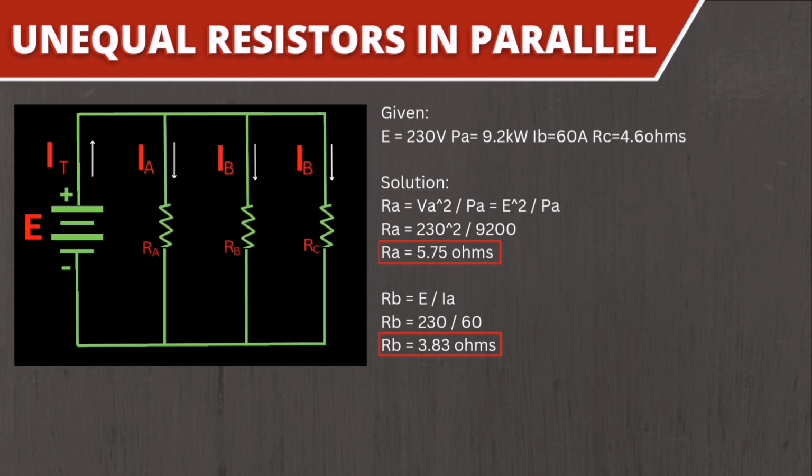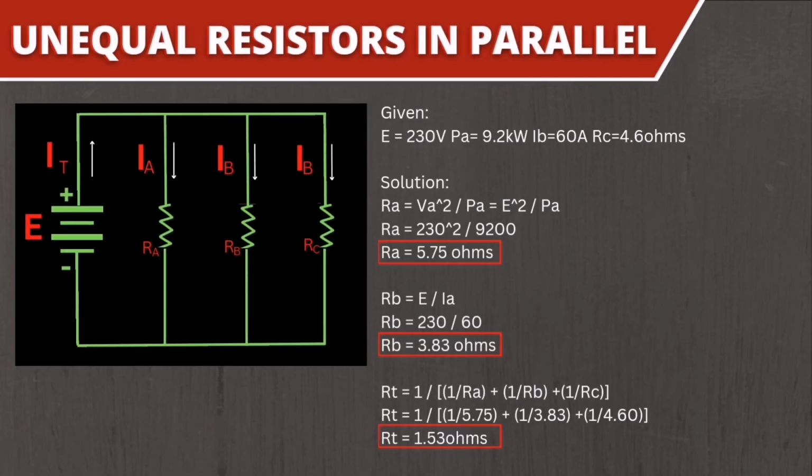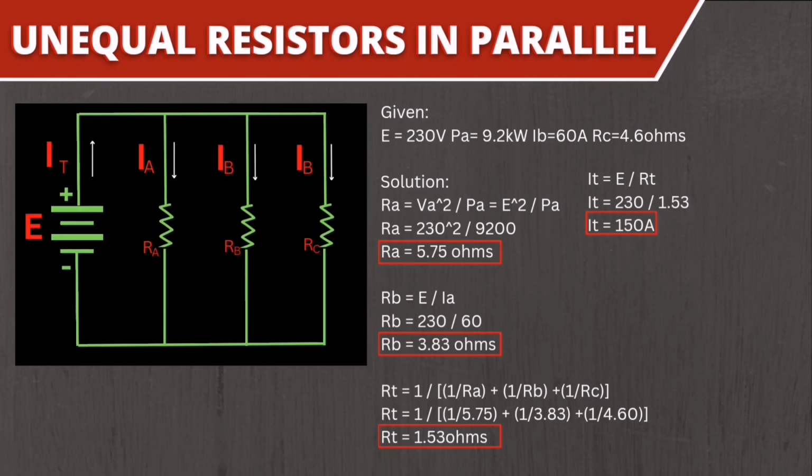The total resistance will be RT equals 1 all over 1 over RA plus 1 over RB plus 1 over RC. Substituting the values RA, RB and RC, we will have RT equals 1 all over 1 over 5.75 ohms plus 1 over 3.83 ohms plus 1 over 4.6 ohms. RT equals 1.53 ohms. So we go now for IT, which is equal to E over RT, so 230 volts divided by 1.53 ohms, so the answer will be 150 amperes.